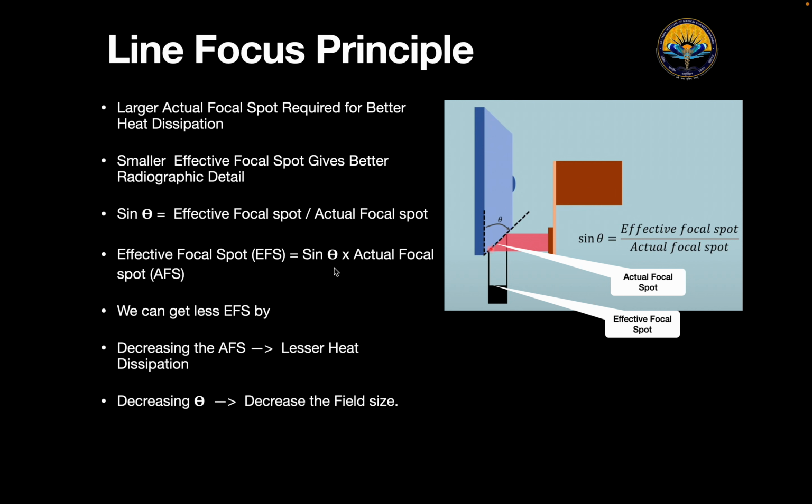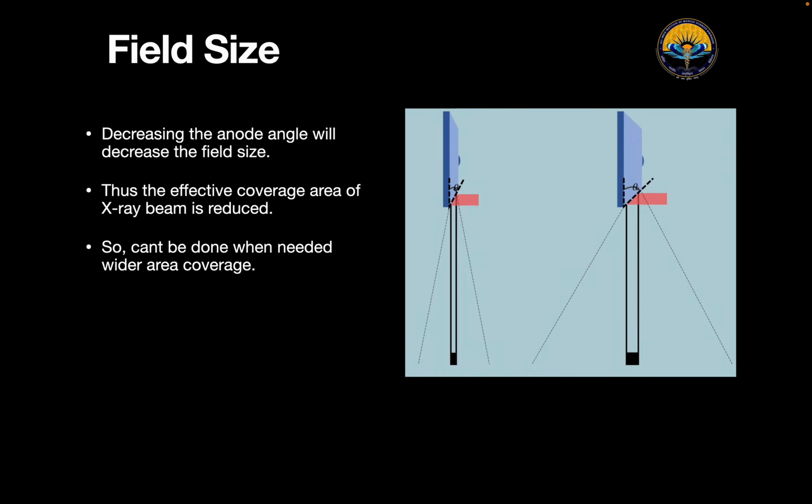And we can also decrease this angle, that is the sine theta. But if we decrease this angle too much, we will have a decrease in the field size also. Like we can see here, this is the normal field size, but if we decrease the angle too much, then the effective field size will also decrease. So if we want to cover a larger area, we will not be able to cover a large area. So this is something we should keep in mind.